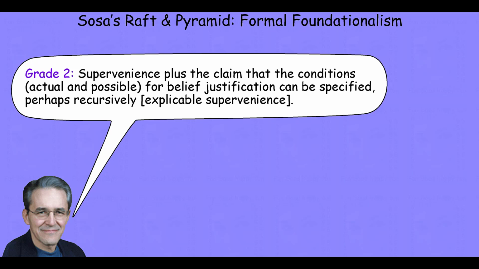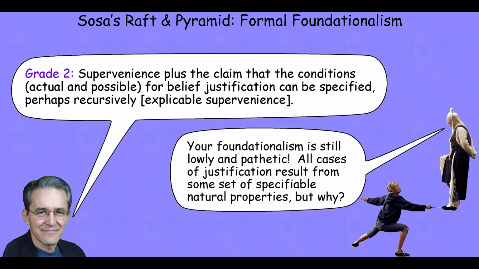We want to add to that goal an ability to specify the conditions actual and possible for belief justification in a way that is explicable, or perhaps even recursively applicable, so that we can now say, here are the properties that are responsible for that. So all classes of justification result from some set of specifiable properties. Here are the properties. If you have it, boom. Sounds a lot like the definitional theory of knowledge, the justified true belief theory of knowledge. This sounds like kind of grade 2 supervenience.